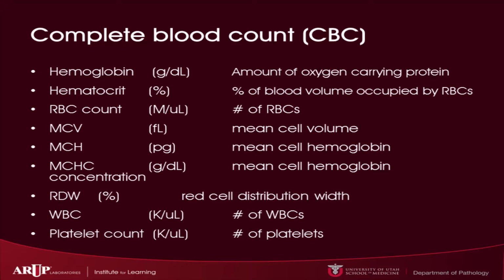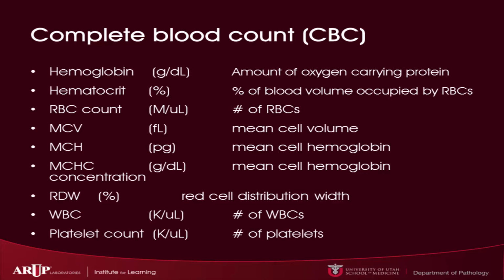These are the most common parameters which are used: hemoglobin, hematocrit, and red blood cell count. The first three give us an idea about the anemia, the amount or quantity of anemia, if it's a mild anemia, moderate anemia, or severe anemia. So we can come up with that based upon the red blood cell count, hematocrit, and the hemoglobin.